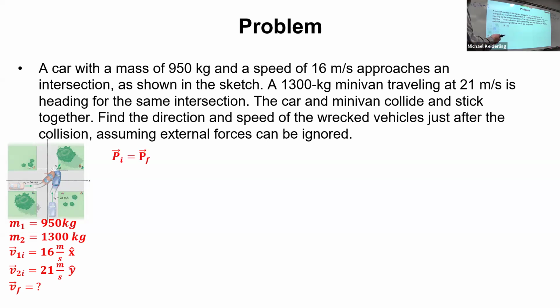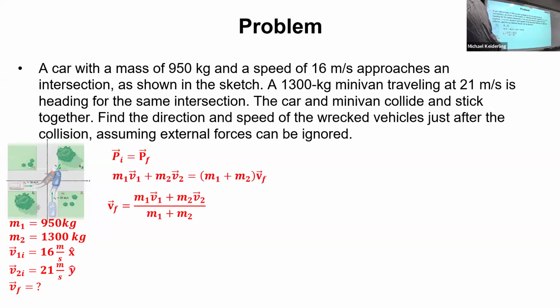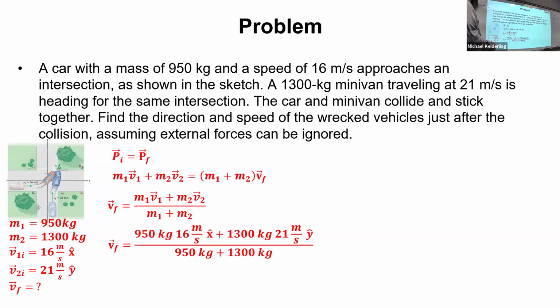So initial momentum equals final momentum. So mass 1, velocity 1 plus mass 2, velocity 2 equals mass 1 plus mass 2, times velocity final. So velocity final is mass 1, velocity 1 plus mass 2, velocity 2 over mass 1 plus mass 2. So 950 kilograms times 16 meters per second in the x direction plus 1300 kilograms times 21 meters per second in the y direction, over 950 kilograms plus 1300 kilograms, which simplifies down to 6.76 kilogram meters per second in the x direction.